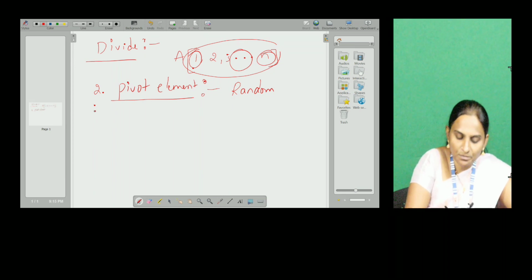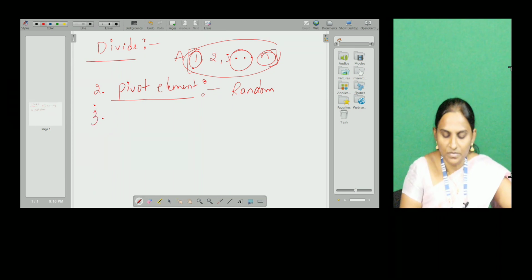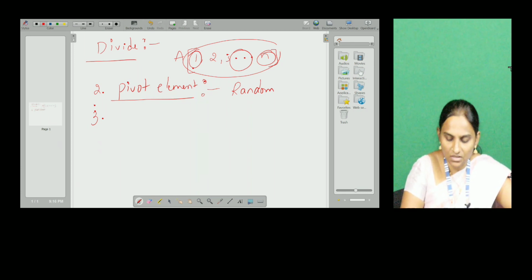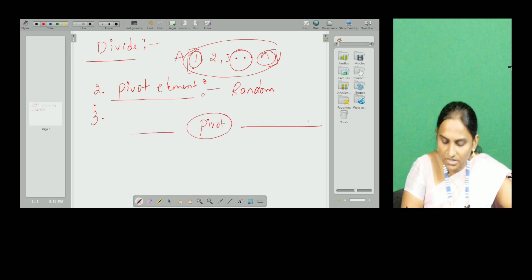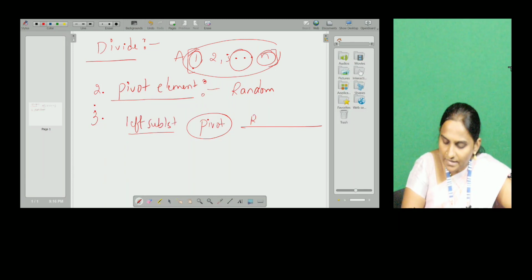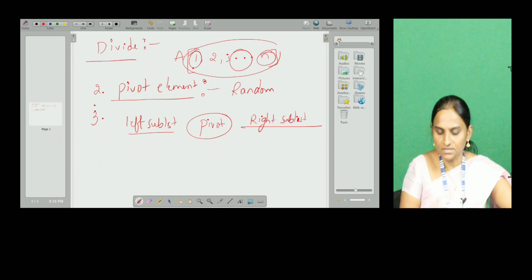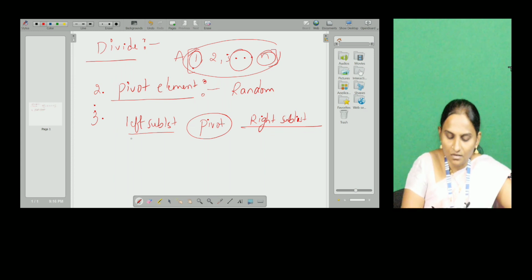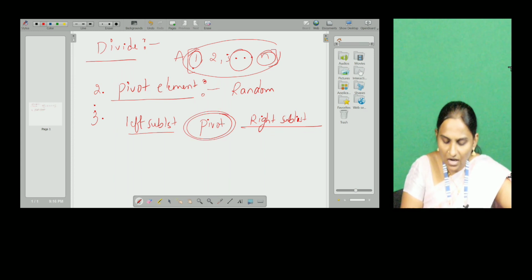After selecting the pivot element, the next step is, based on the pivot element, we will do the partitioning. After the partitioning is done, the pivot element would be in the middle position and form two sublists, a left sublist and a right sublist.